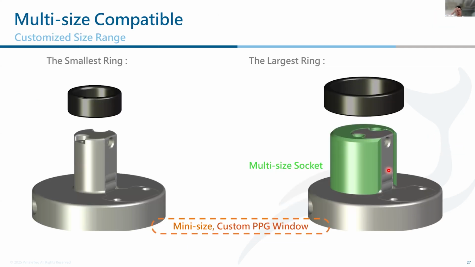And this is the example for the multi-size sockets. So if you have 10 sizes, then the customized PPG window, the finger shapes will be based on the smaller size, which means that there are another 9 sizes left. So we can prepare 9 sizes of the socket just for the rest of the sizes of your ring.